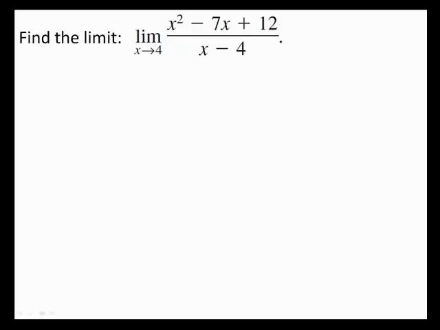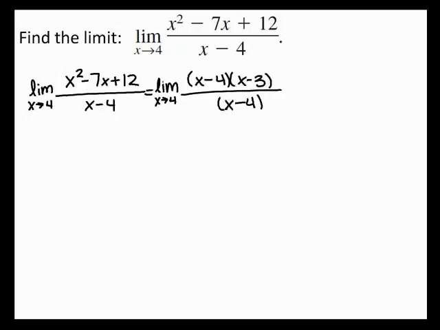Find the limit. The limit of x squared minus 7x plus 12 divided by x minus 4 as x approaches 4. Factor x squared minus 7x plus 12. Divide out common factors and simplify. Substitute 4 in for x. Simplify 4 minus 3. You find that the limit of x squared minus 7x plus 12 divided by x minus 4 as x approaches 4 is equal to 1.